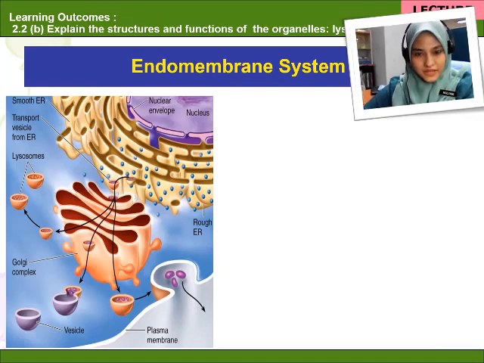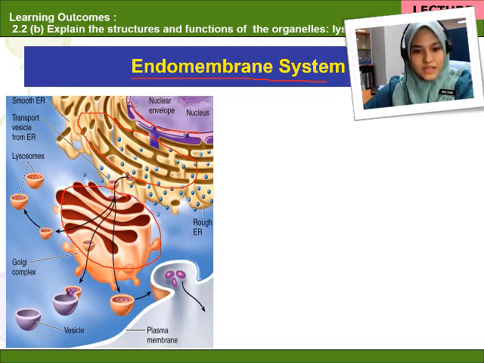In this slide, I am going to explain about the endomembrane system. So what is the endomembrane system? The endomembrane system includes the nuclear membrane, so this is the nuclear membrane, the endoplasmic reticulum, this is the endoplasmic reticulum, the Golgi body, so here is the Golgi body, lysosome, and also vesicles or vacuoles, and also the plasma membrane of the cell.